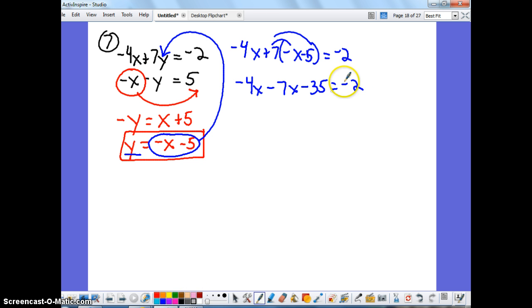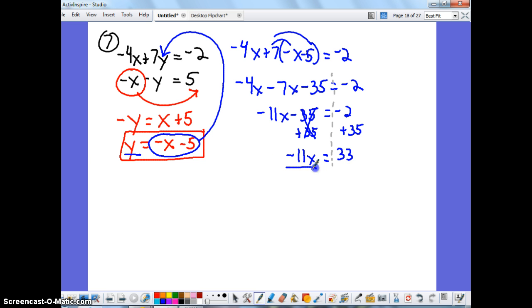If you remember, when we combine like terms here, I always draw this line down. The negative 4 and the negative 7 are on the same side. So that just becomes negative 11x minus 35 equals negative 2. We're going to get rid of this 35 by adding the 35 to the right side. When I do so, it cancels, and then I'm left with negative 11x is equal to 33. Divide now by that negative 11, and I get x is equal to negative 3. That's half of my answer.